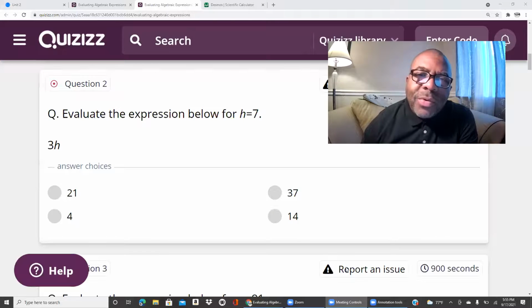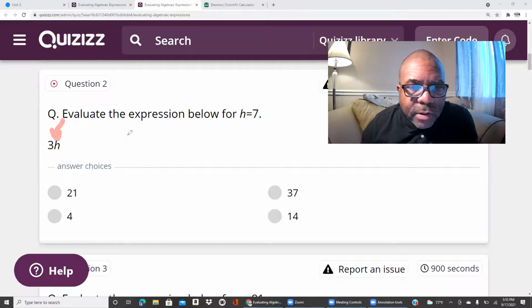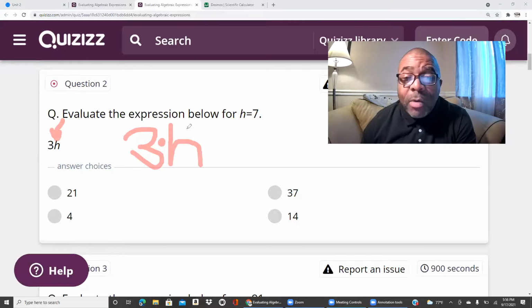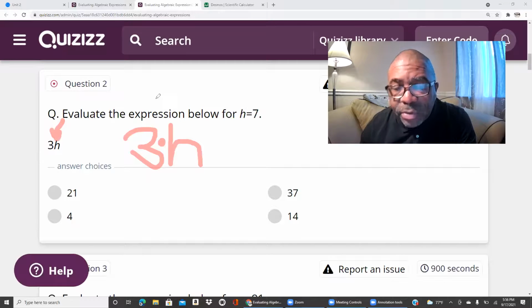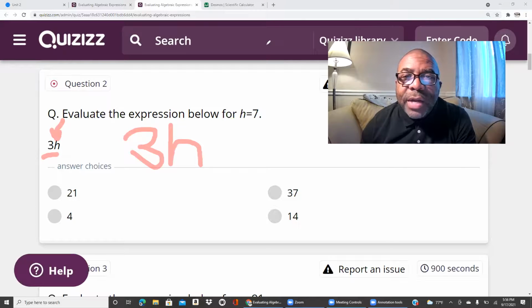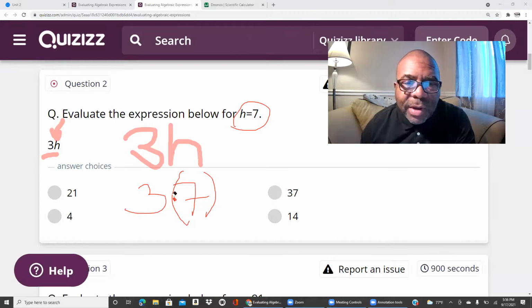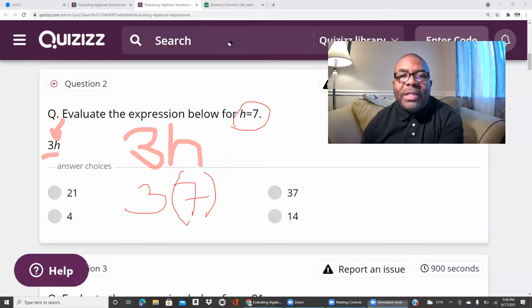Let's evaluate the next one. All right, so 3h. Now, 3h is really 3 times h. Whenever you have a coefficient next to a variable, the coefficient is multiplying the variable. So this is really 3 times h, but you're just going to see 3h. So now, because it says h is 7, instead of h we're going to do 7. You can do 3 times 7. You can actually do parentheses and do it that way. I like the parentheses.